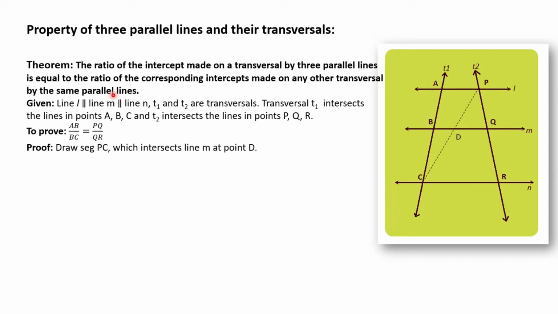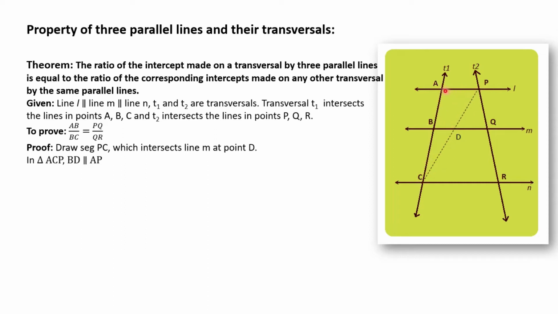So in this proof there is one construction: draw segment PC which intersects line M at point D. See this? From P to C I am drawing segment PC, which intersects line M at point D. Okay, next, in triangle ACP, BD is parallel to AP. Now we have to find triangle ACP. Okay, this is triangle ACP.